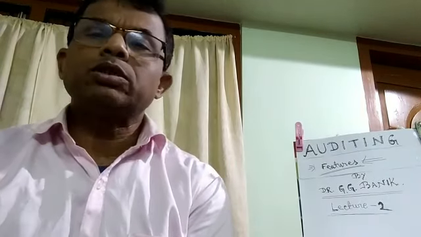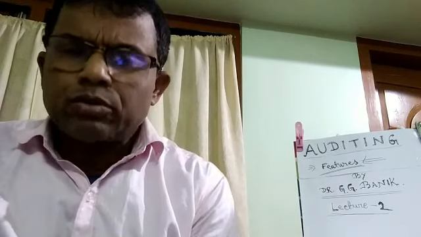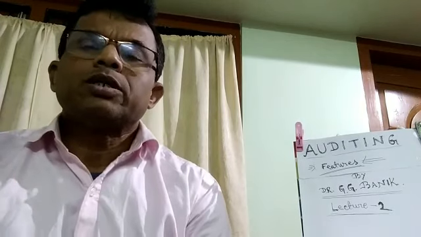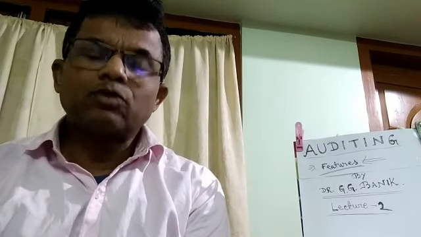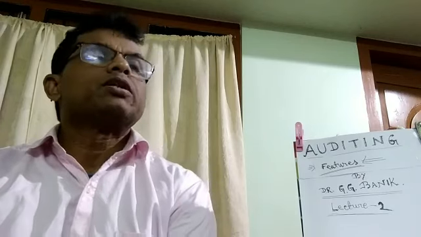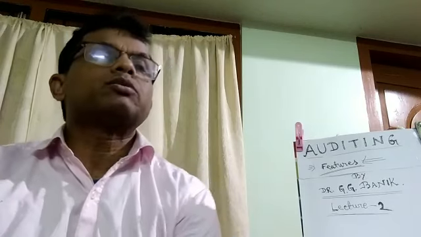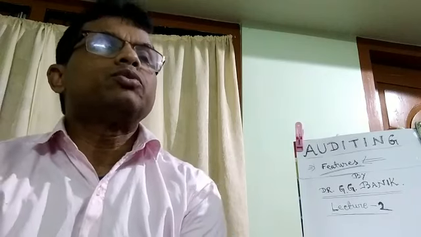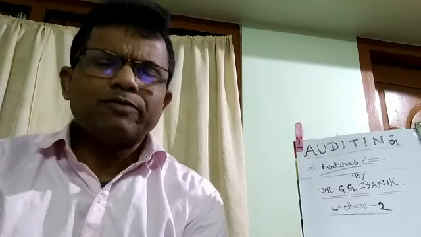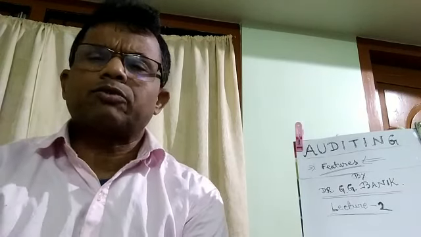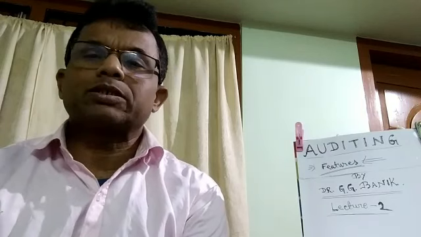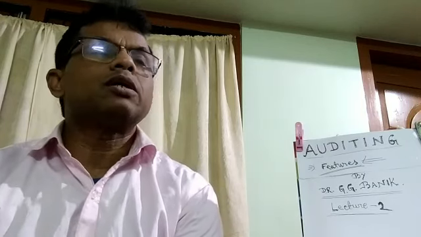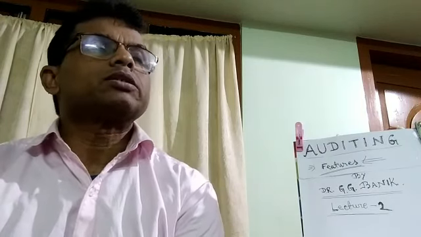The auditor may go beyond the vouchers also. The auditor may want to get some other documents of the company, say the memorandum of association, articles of association, minute book, shareholders register, and whatever document the auditor wants for his verification purposes, he can obtain these things from the officials of the organization.